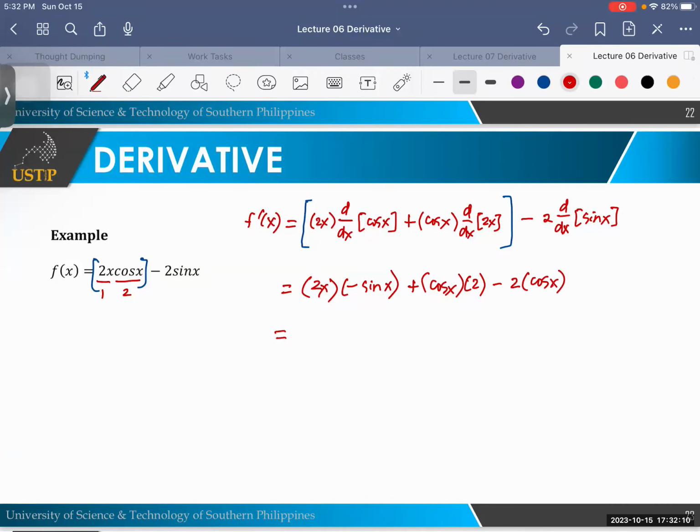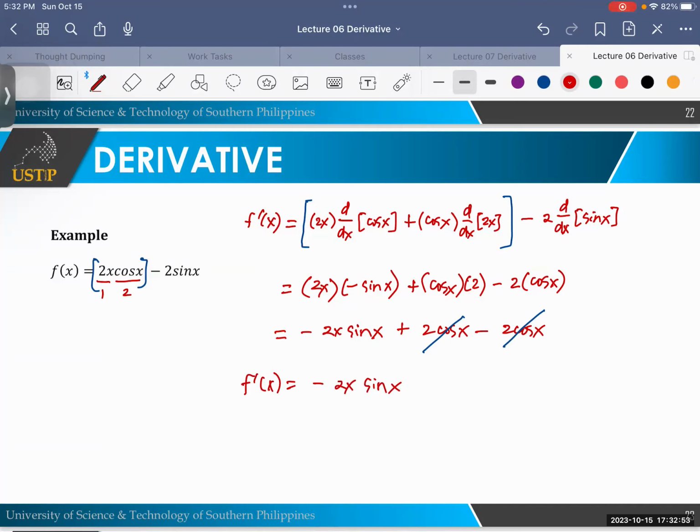Okay, so to simplify that, let's rearrange. We'll have negative 2x sine x. If you notice, this is cosine x times 2, so 2 cosine x. We can rewrite it as plus 2 cosine x minus 2 cosine x. And this can be cancelled, so it becomes zero. So, that leaves us with the final answer: negative 2x sine x. So, this is now your derivative.